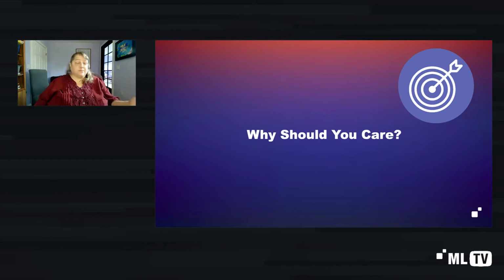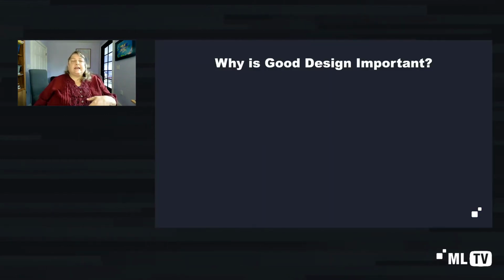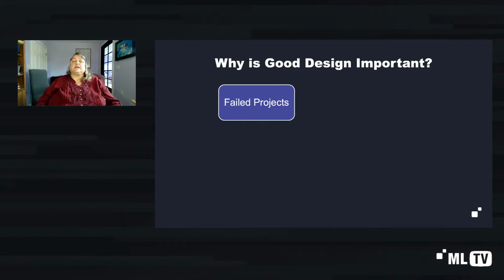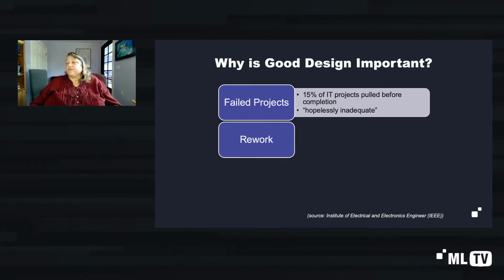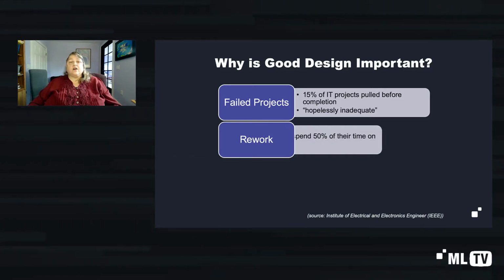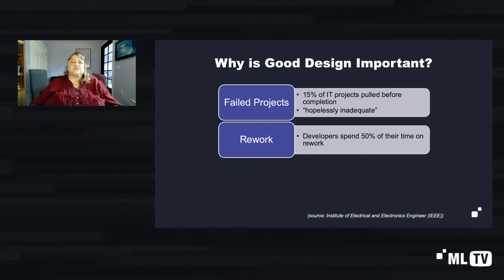So why should you care about this? Well, good design is important because oftentimes not doing it can lead to failed projects. IEEE did some studies on failed projects and found that up to 15% of IT projects fail before they're completed. They're just hopelessly inadequate. And even if a project does move forward, oftentimes developers can spend up to 50% of subsequent releases on rework. That's a huge waste.